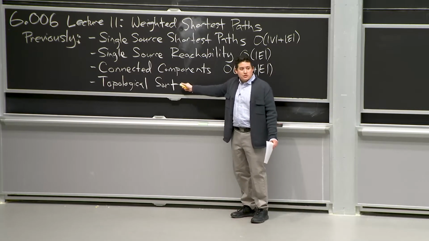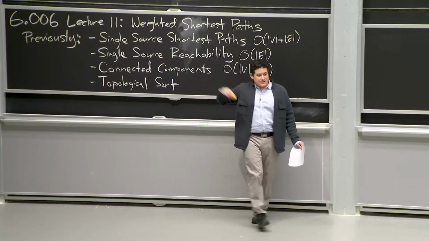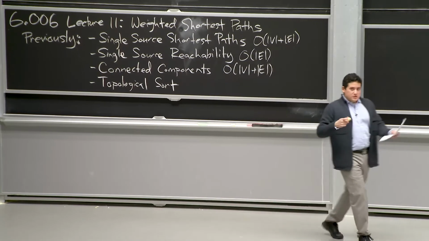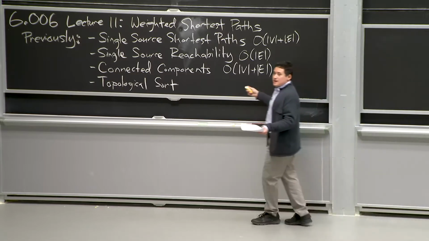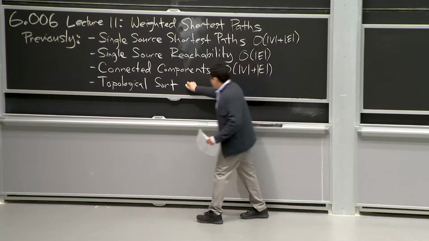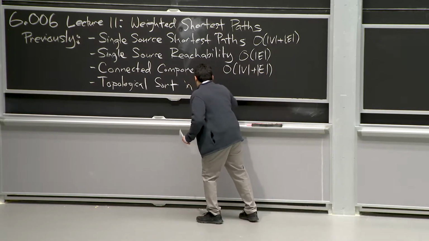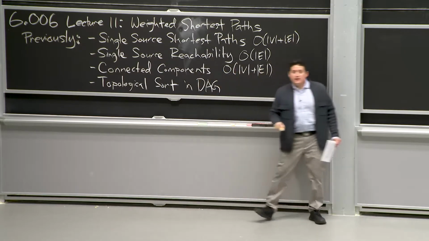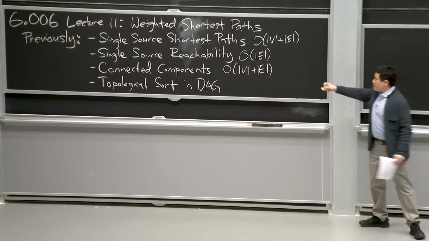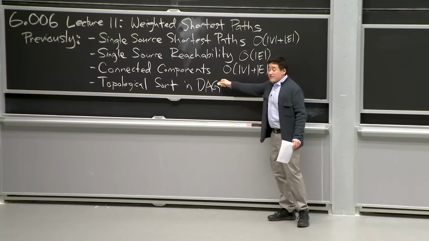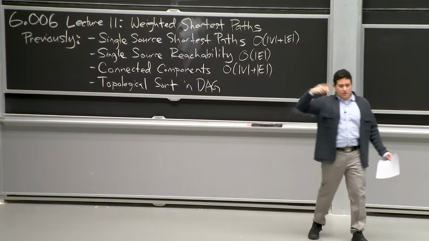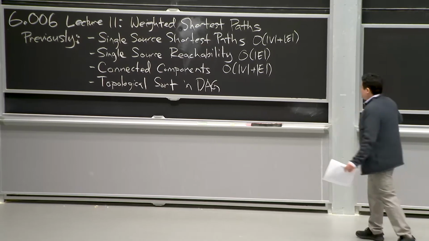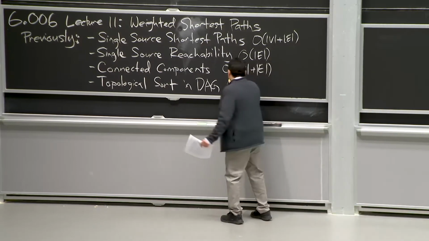And then this topological sort we did at the end of the last lecture, we used full DFS to give an ordering of the vertices in a DAG. Maybe I'll specify clearly that this is only for a DAG, right? Where we have an ordering of the vertices so all the edges go forward in that order, for example. Okay? And that we also did in linear time.